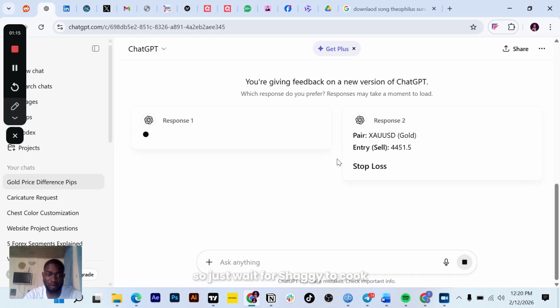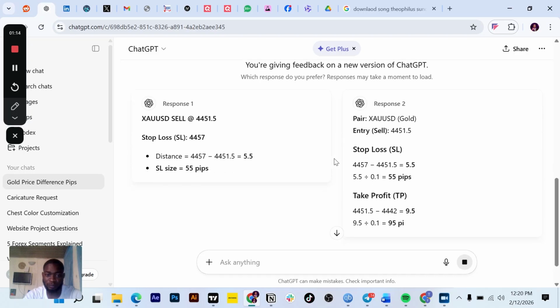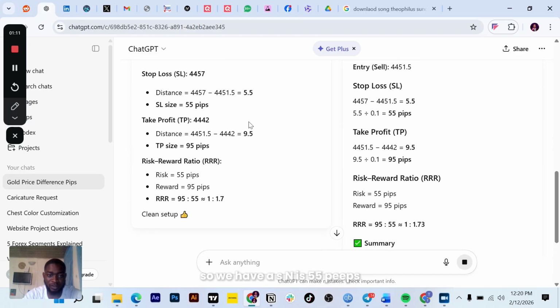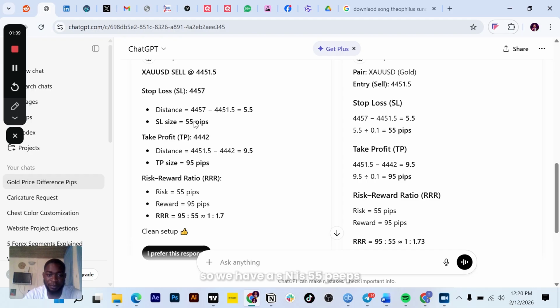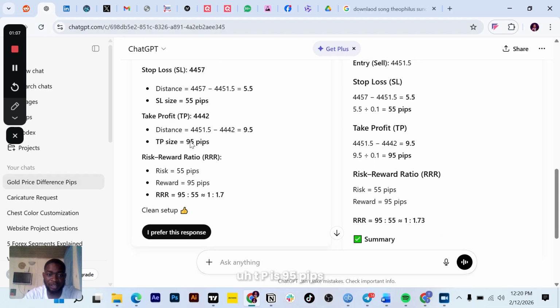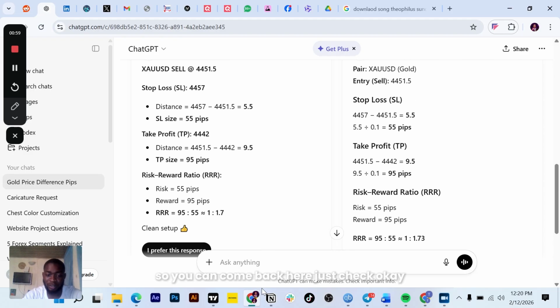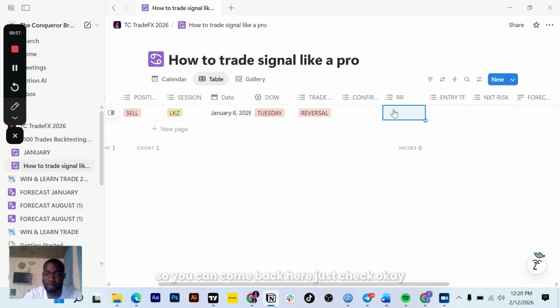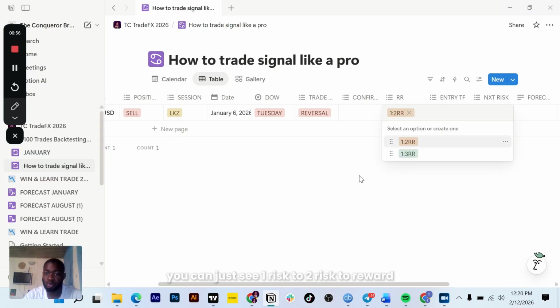So just wait for ChatGPT to cook. So we have SL is 55 pips, TP is 95 pips, and risk to reward is almost 1:2. So just know that now. You can come back here and check. Okay, our risk to reward, you can just put 1:2.